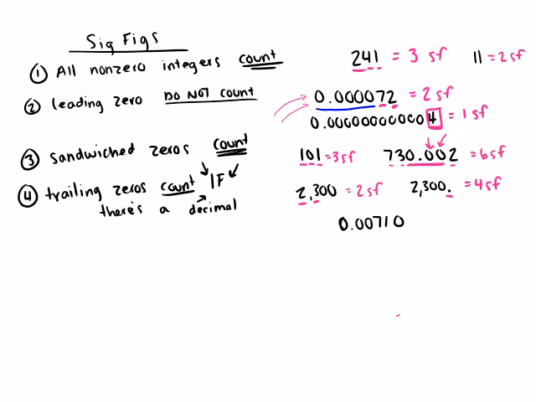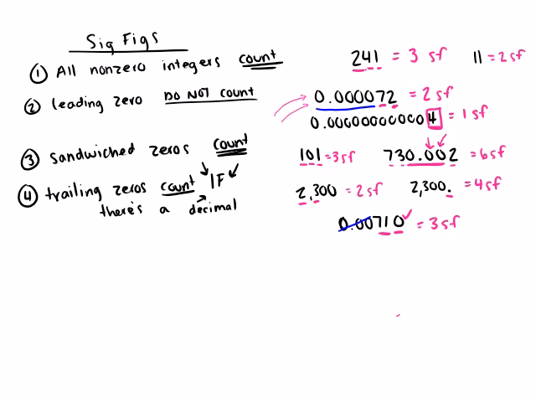Okay, and I'm trying to count the significant figures in this value. I have 2 non-zero integers that I know definitely count. Okay, I have 3 leading zeros that never count. And so now we're going to take a minute to pause on this trailing 0. Okay, this is a trailing 0 and it does count because there's a decimal. So that gives me 3 sig figs.